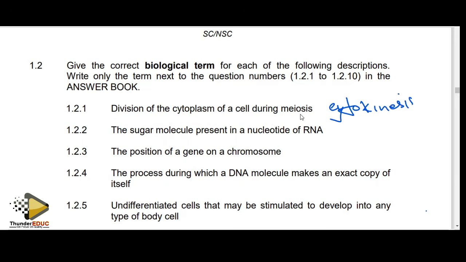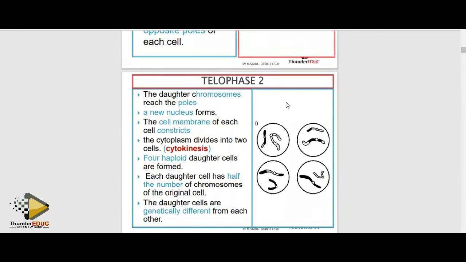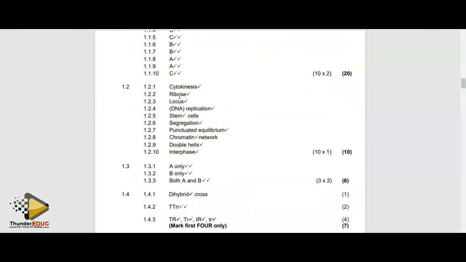cytokinesis. So where do we find this? How do we know this? We're going to go to our book, and then you go to meiosis. Yes, it's here, telophase. We are saying that the daughter cell chromosomes reach the pole, a new nucleus forms, the cell membrane of each cell constricts. The cytoplasm divides into cells, which we call cytokinesis. So that means the division of the cytoplasm is called cytokinesis. That's how it is being answered.